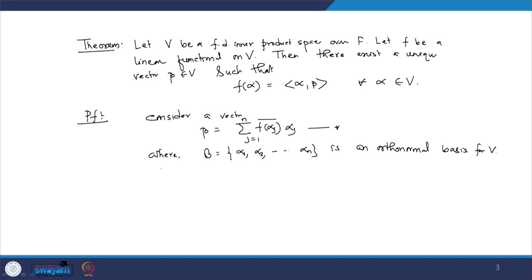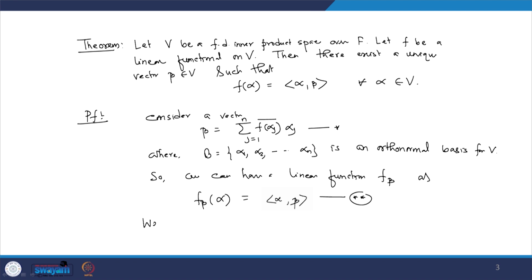So, under this, we can have a linear functional f beta as f beta of alpha equal to the inner product of alpha, beta. So, I can define it like this.